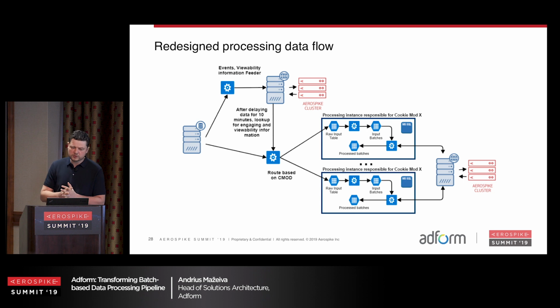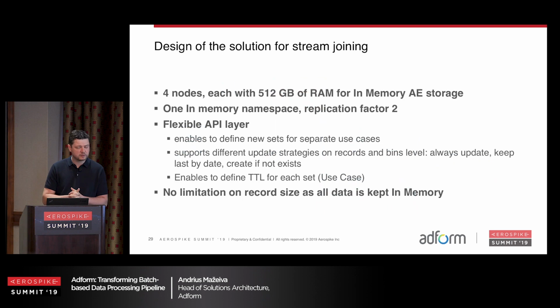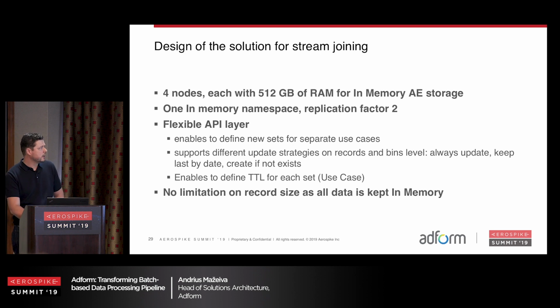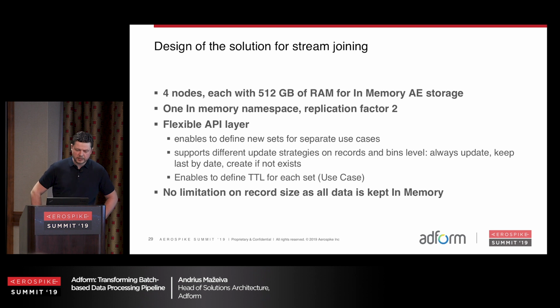It was 4 nodes of an Aerospike cluster with 512 gigabytes of RAM. It was in-memory Aerospike storage, totally no SSDs and even no disks for storing. It was an in-memory namespace with replication factor 2, and a flexible API layer which enables defining new sets for separate use cases. It supports different update strategies on record and bin levels, like always update, keep last by date, create if not exists.